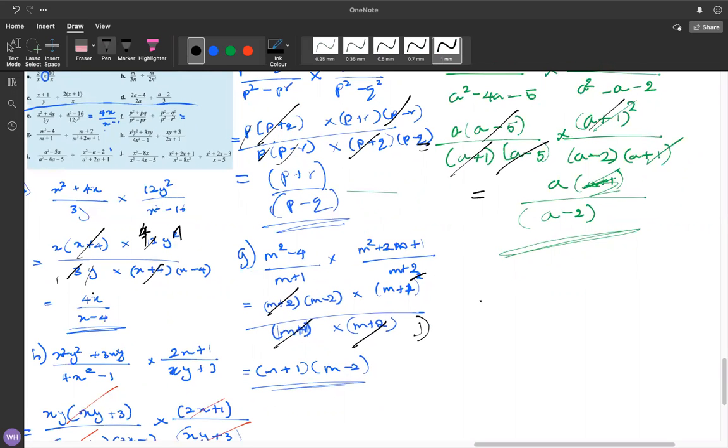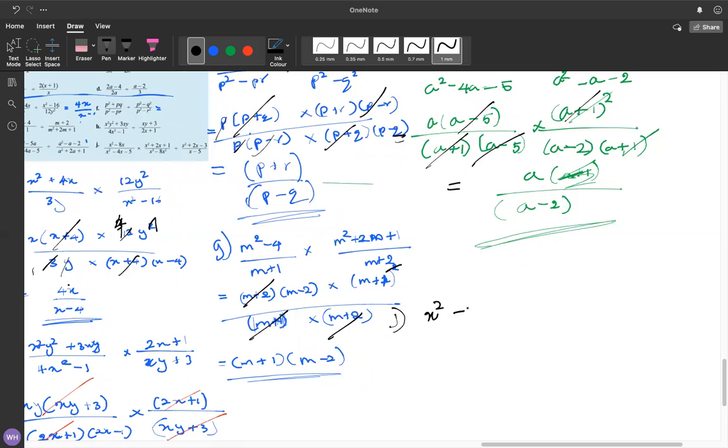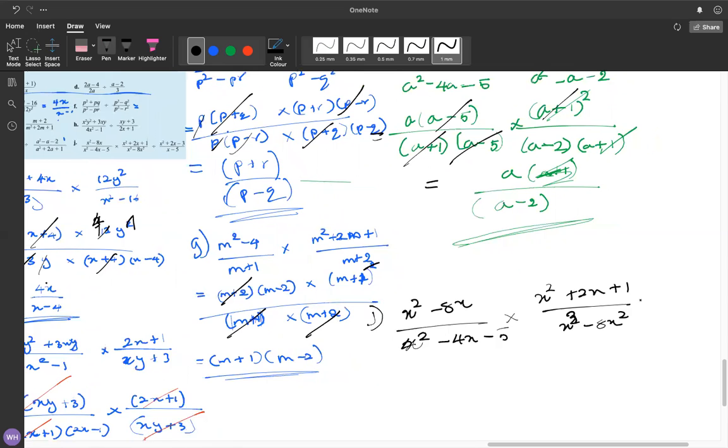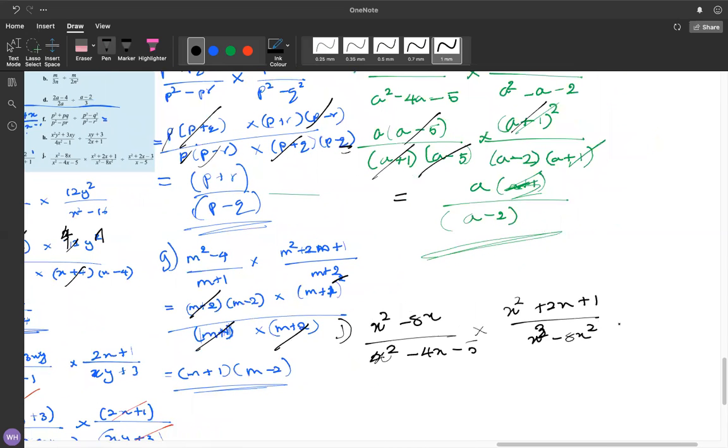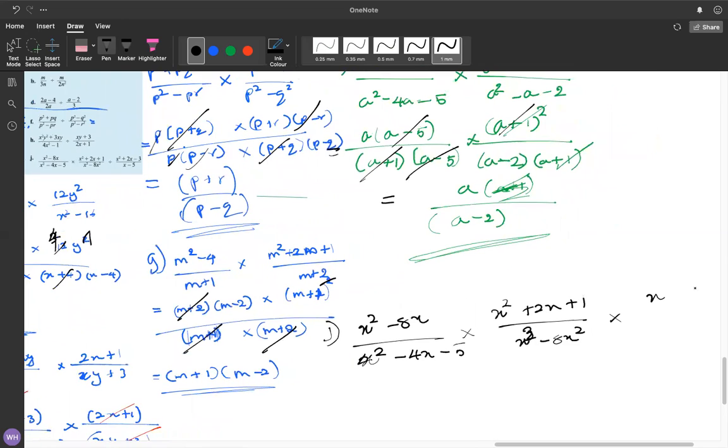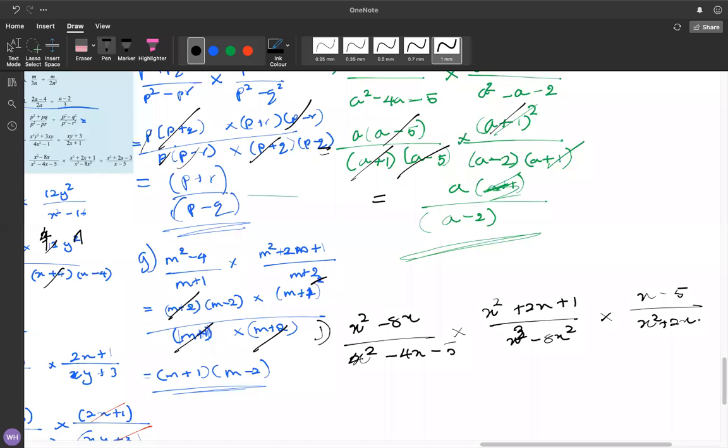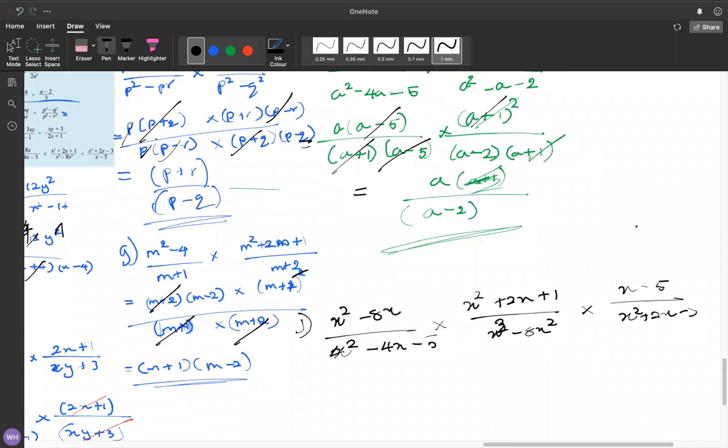Question J. Other pair. I'll do it for you. Here comes x squared minus 4x minus 5 times x squared plus 2x plus 1, and x squared minus 8x squared, x cubed. Here you have x cubed. Okay, x cubed minus 8x squared times, I will write the division as a product, taking the reciprocal, x minus 5, just taking the reciprocal. Don't be afraid, x squared plus 2x minus 3.